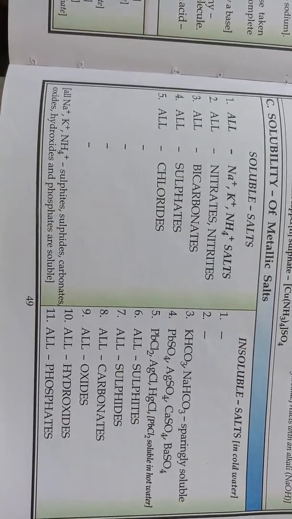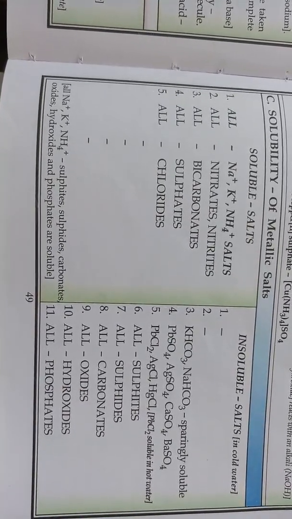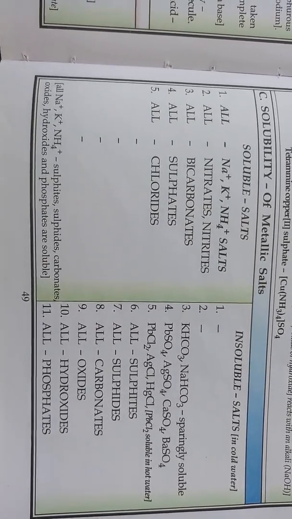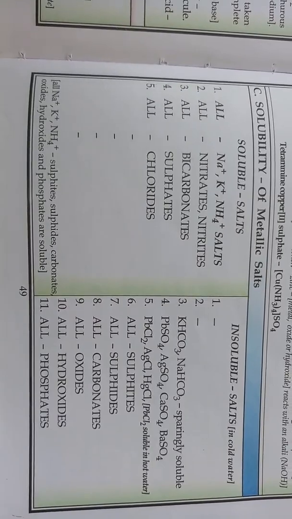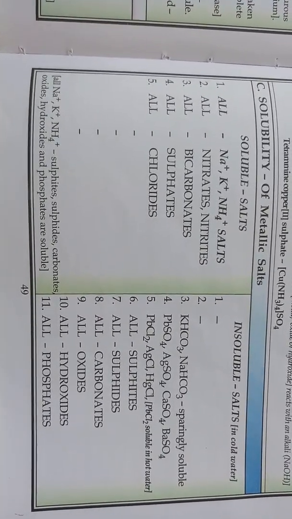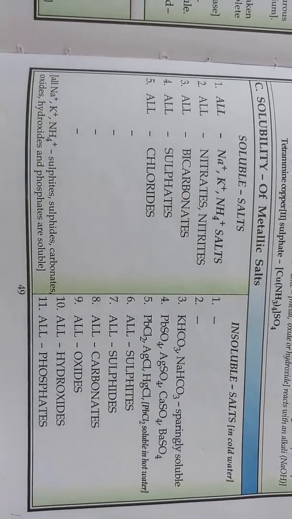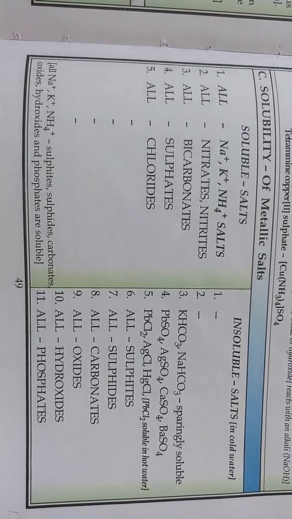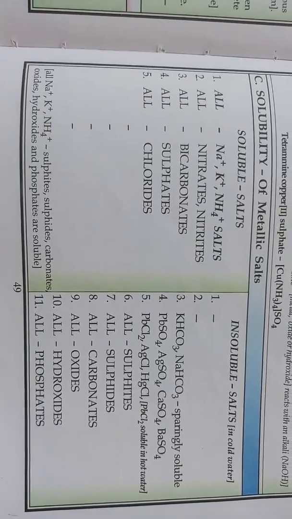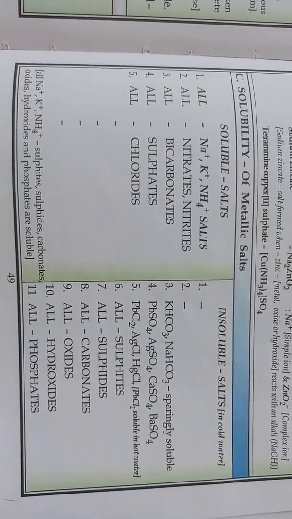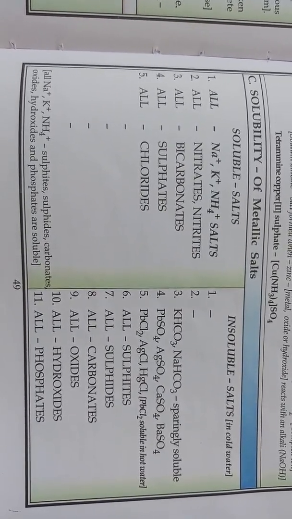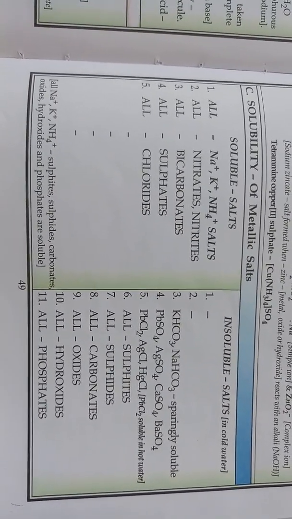So all sulfides. You know the difference between sulfide and sulfite, right? If you do not know, when you come to school, I will help you again. Carbonates, oxides, hydroxides and phosphates are insoluble salts. So when you come across insoluble salts, or when you come across carbonates, take a look at this very clearly.